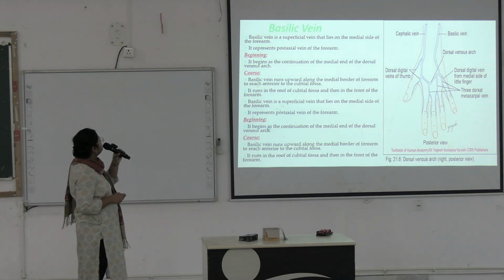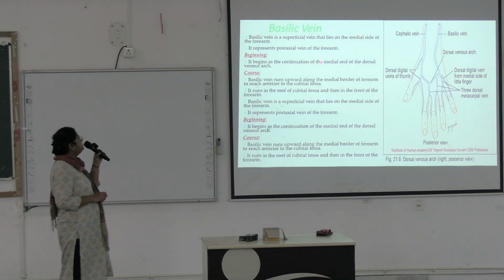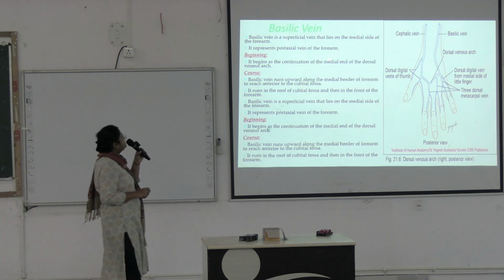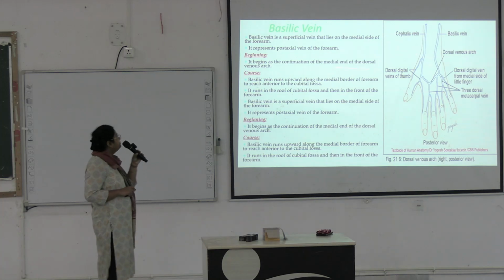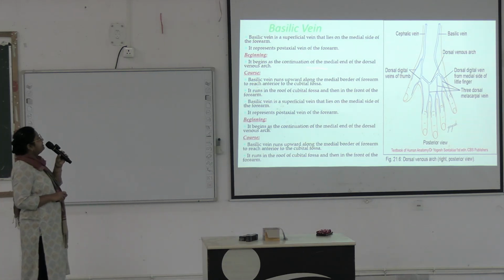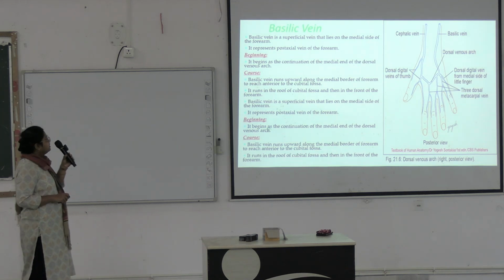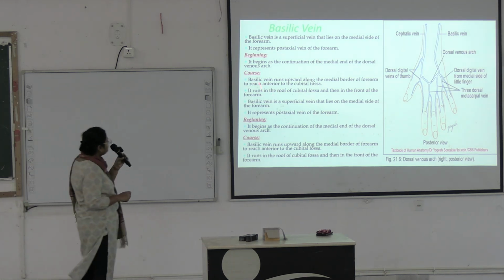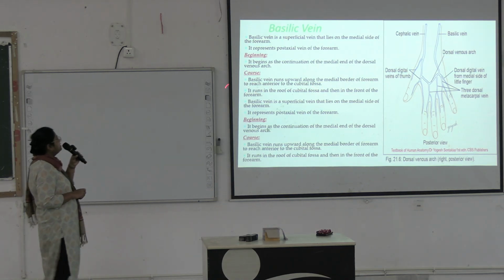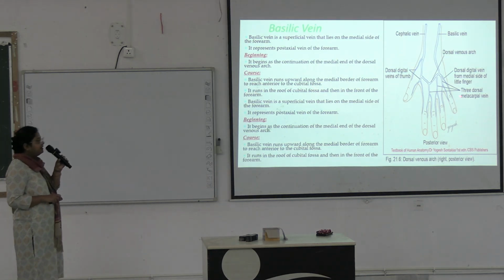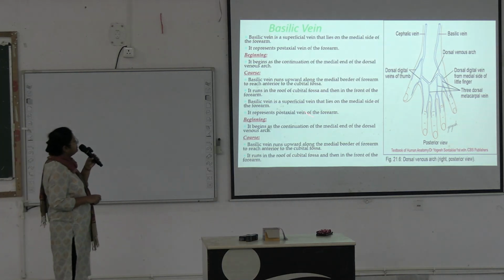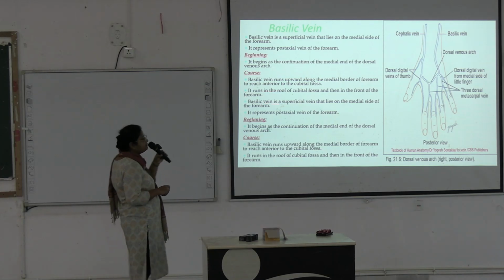The basilic vein is a superficial vein that lies on the medial side of the forearm. It represents the post-axial vein of the forearm. It begins as the continuation of the medial end of the dorsal venous arch. What is the course? The basilic vein runs upward along the medial border of the forearm to reach anterior to the cubital fossa. Here is the basilic vein. It runs in the roof of the cubital fossa and then in front of the forearm.